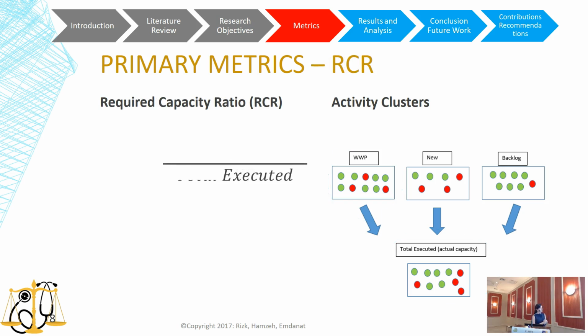The third metric is called the required capacity ratio, which is the RCR. It represents the fraction of completed activities that are critical. The fourth metric is called the required percent complete, RPC, which represents the percentage of critical activities that have been completed. So it is calculated by dividing the number of executed activities that are critical by the total number of critical activities.